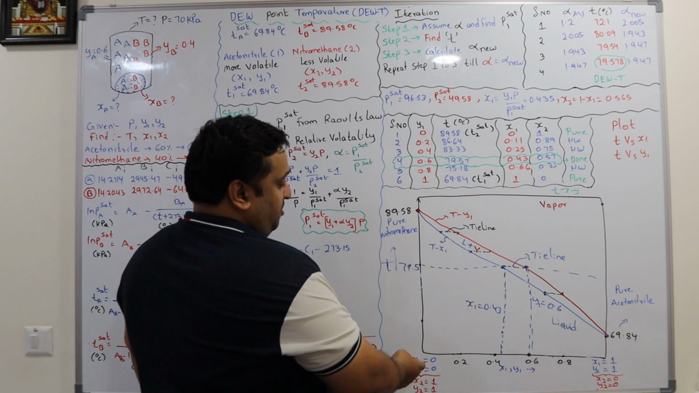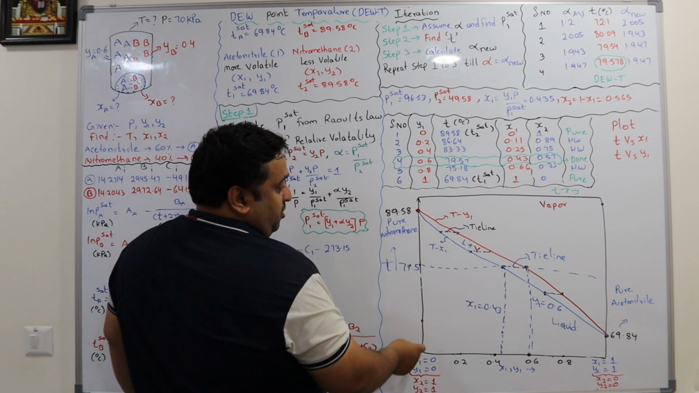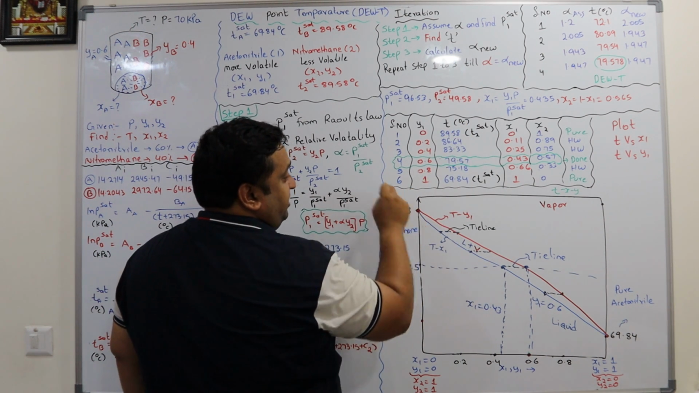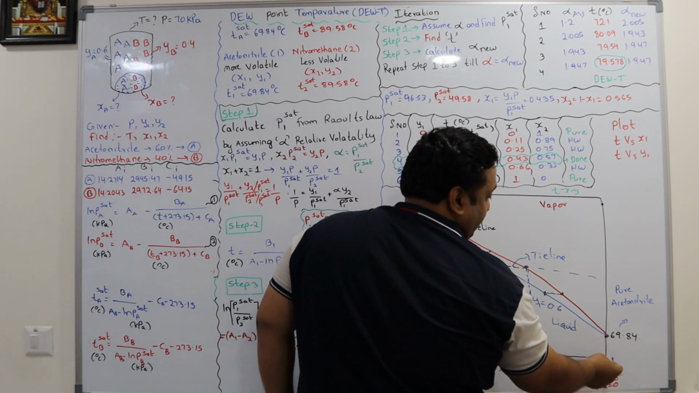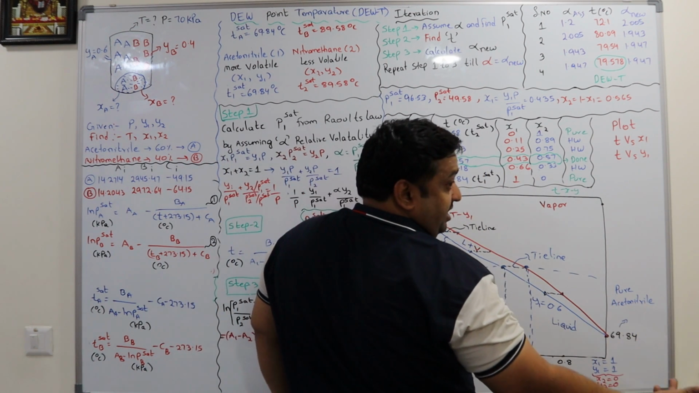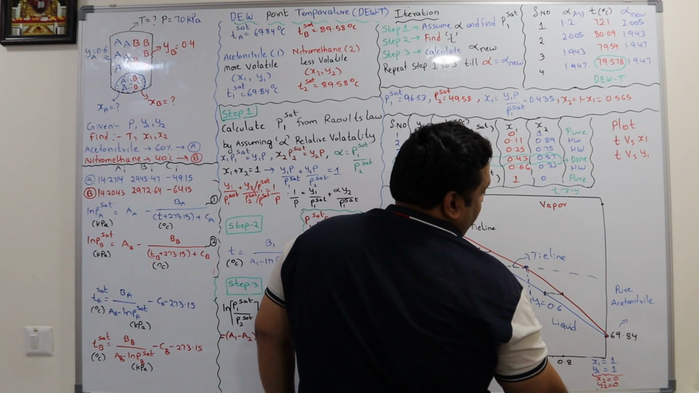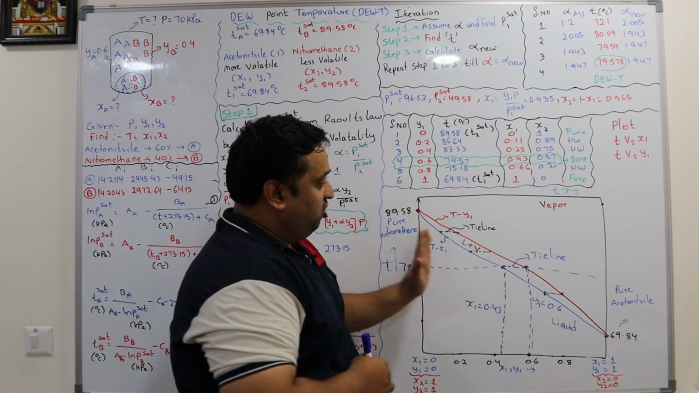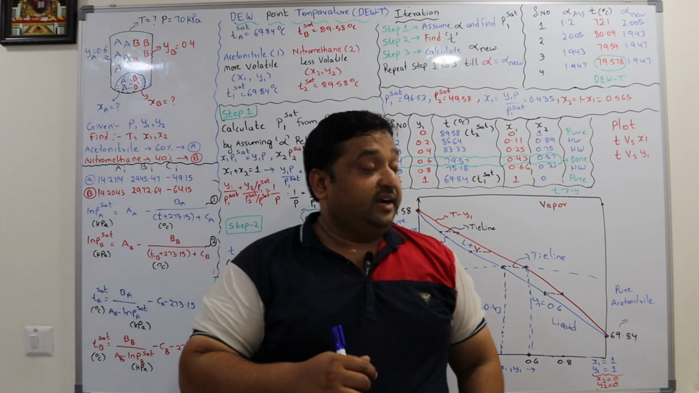One end of the line is the pure nitromethane, with an 89.58 boiling point temperature. On the other end, which is x1 equal to 1, it is complete pure acetonitrile, with a 69.84 boiling point. Okay, I hope now you understand the TXY graph.